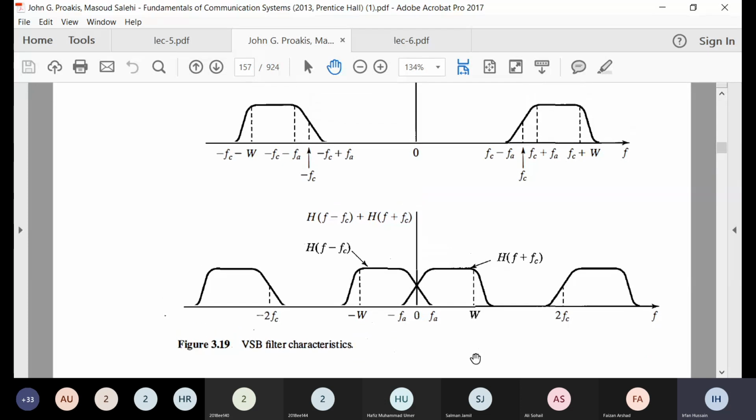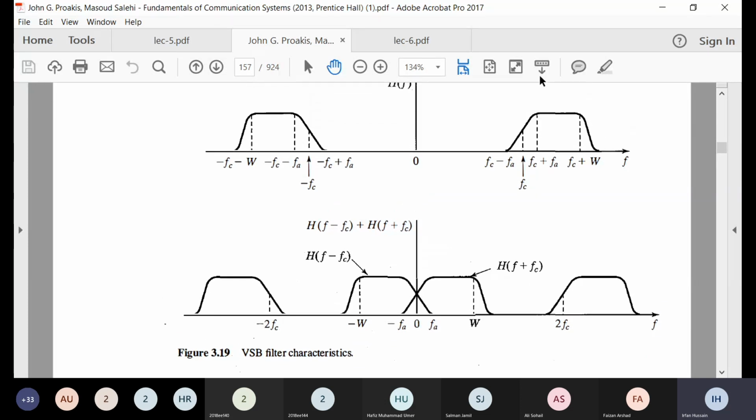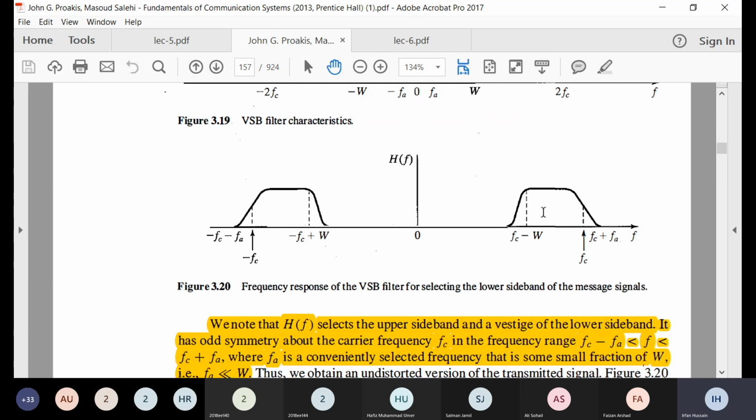So this filter was giving us the upper sideband, but also a small portion of the lower sideband below fc. So you can also have another filter which is giving you the lower sideband, but also a small portion of the upper sideband. That will also be called a VSB filter.